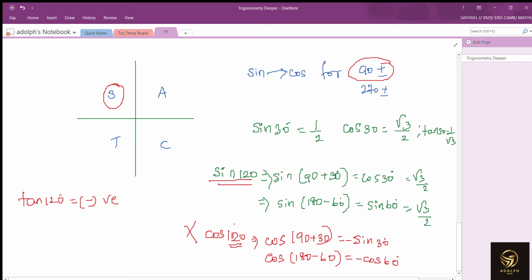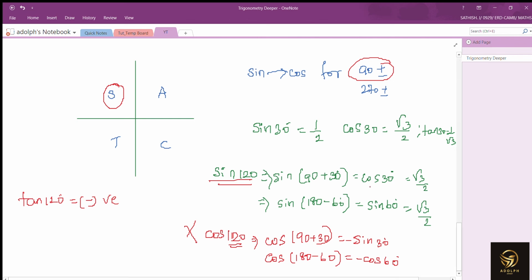Okay, so now one important thing is sine 120. I'm writing it in the form of 90 plus as well as 180 minus. So you might have a question: suppose I write in any one of these formats, will it affect whether the answer is negative or positive? No. If the angle is in the second quadrant, then that will give negative for cos and tan in either format. It can be 90 plus or else 180 minus. In both cases, it will give the negative answer.